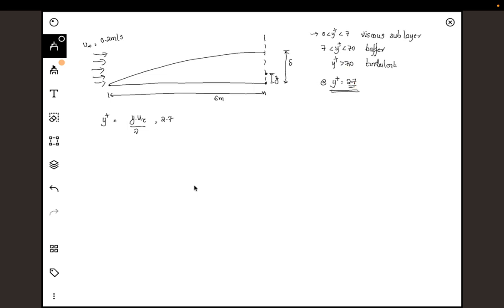Within the viscous sublayer, the effect of the turbulent eddy viscosity is negligible, and we will end up with the equation u plus equal to y plus, where u plus is given by... but how do I solve for this now? Do I know u bar?